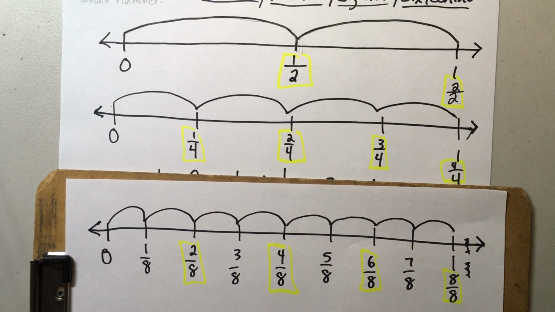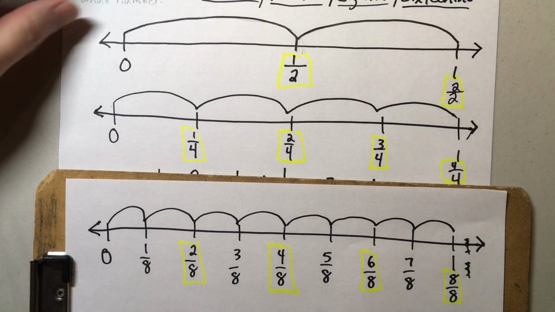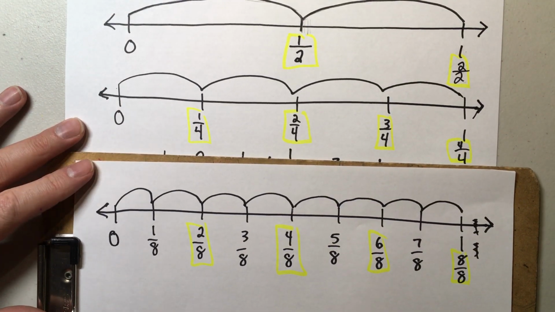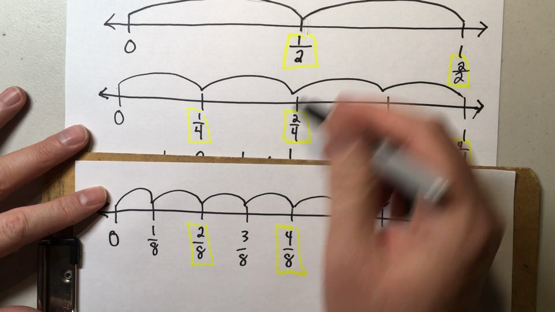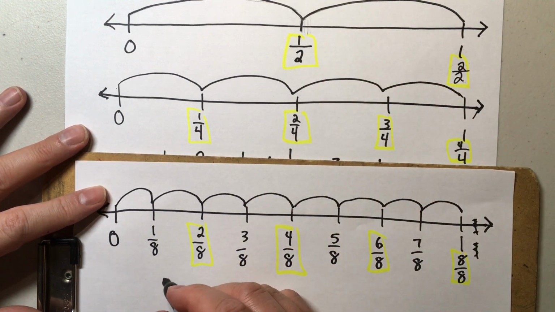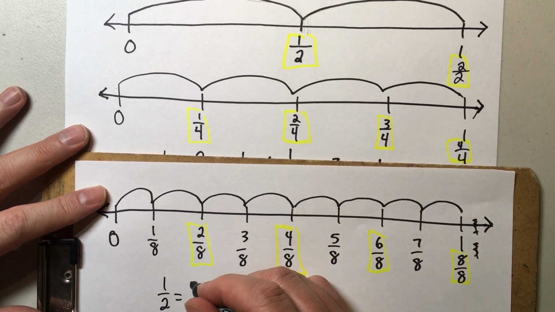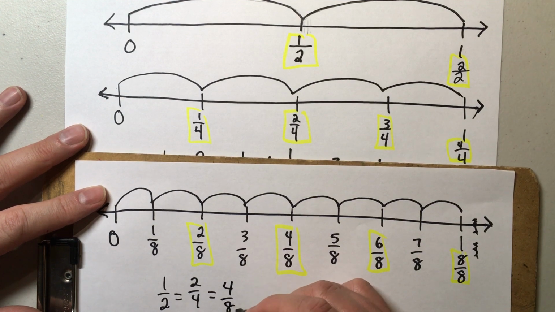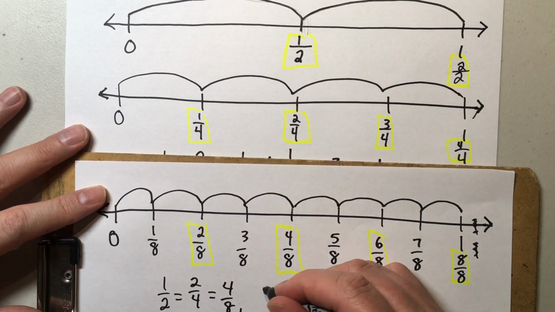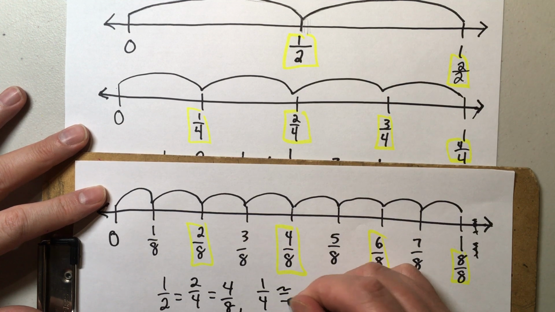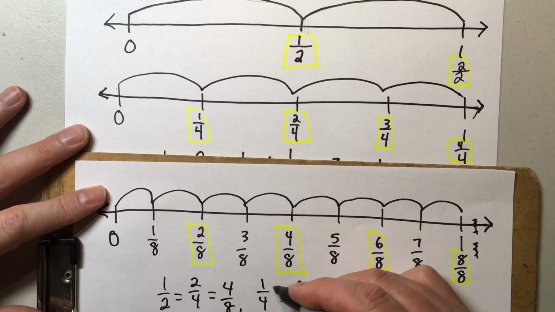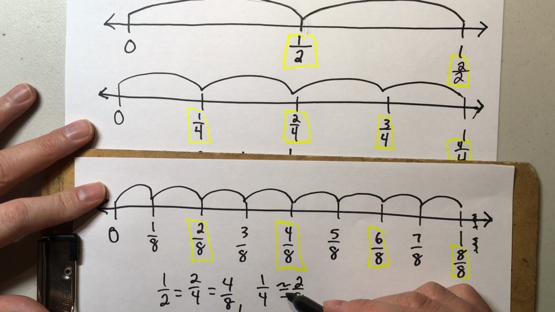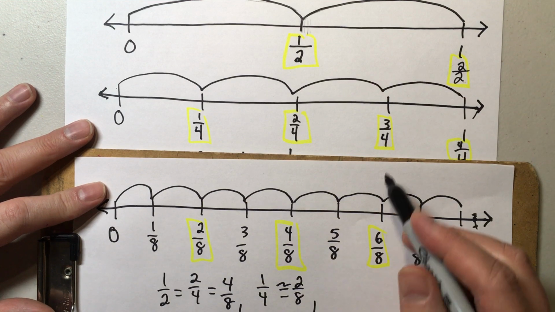Then have them start making true statements of comparing fractions when they get more advanced and they need to compare. So you can say stuff like this, just following this down. 1/2 is equal to 2/4, which is equal to 4/8. 1/4 is equivalent to 2/8. I still like to use that symbol and introduce it because kids will be seeing that symbol sometimes. I want them to know what it means.